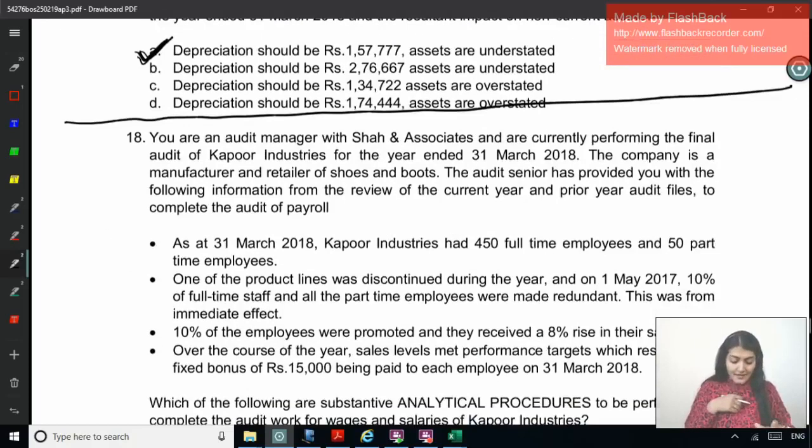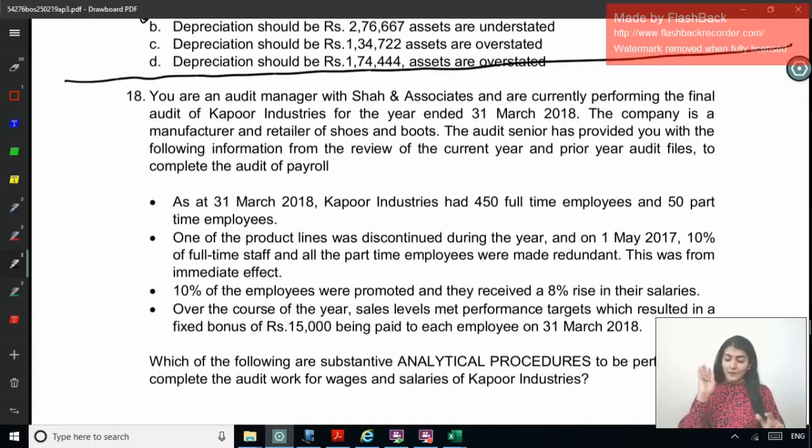Coming to the last three. You are an audit manager with Shah & Associates and are currently performing the final audit of Kapoor Industries for 2018. The company is a manufacturer and retailer of shoes and boots. The audit senior has provided you with the following information from the review of the current year and the prior year audit files to complete the audit of the payroll. So again a payroll question. Kapoor Industries has 3,450 full-time employees and 50 part-time employees.